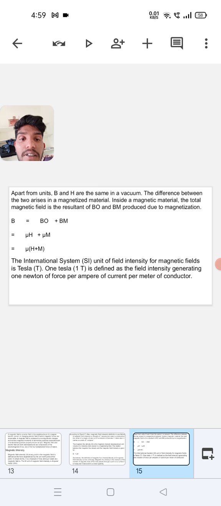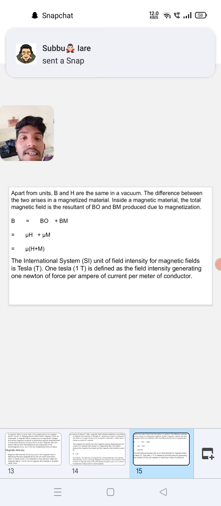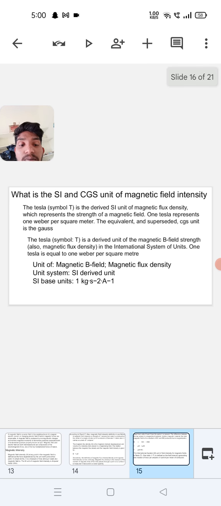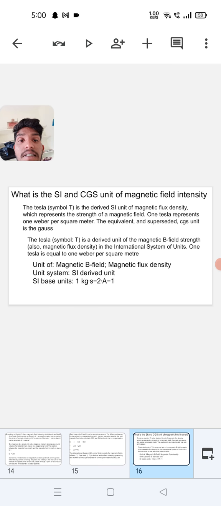The international system SI unit of field intensity for a magnetic field is the Tesla, T. 1 Tesla is defined as the field intensity generating 1 Newton of force per ampere of current per meter of conductor. What are the SI and CGS units of magnetic field intensity?